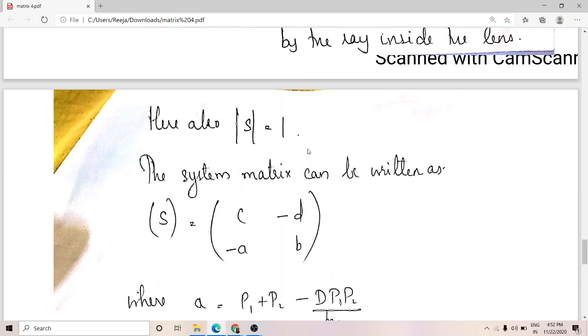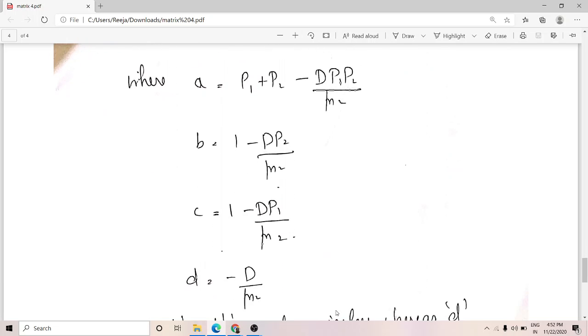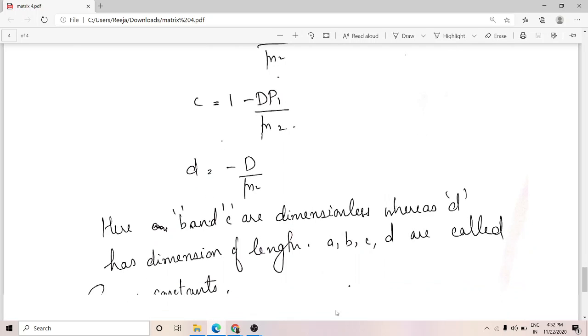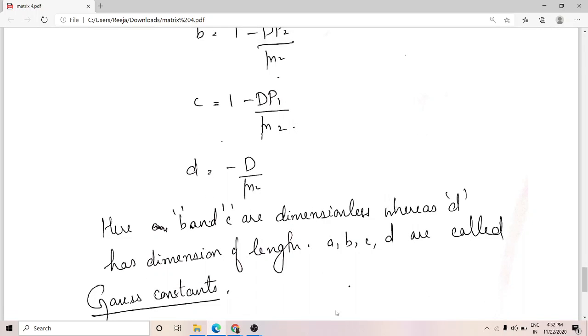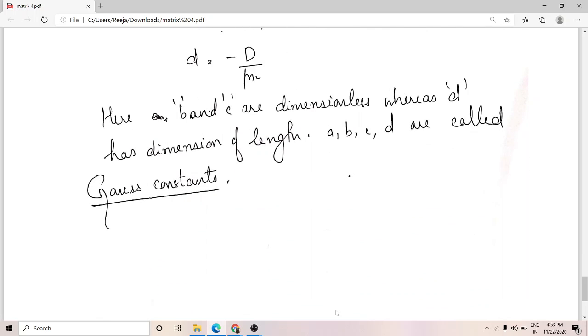The system matrix can also be written in terms of A, B, C, D as S is equal to the matrix C, D, minus A, B, where A is equal to P1 plus P2 minus D P1 P2 by mu2, B is equal to 1 minus D P2 by mu2, C is equal to 1 minus D P1 by mu2, and small d is equal to D by mu2. Here B and C are dimensionless, whereas small d has the dimension of length. All these A, B, C, D are called Gauss constants.